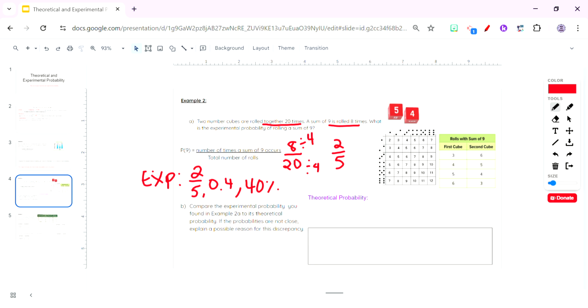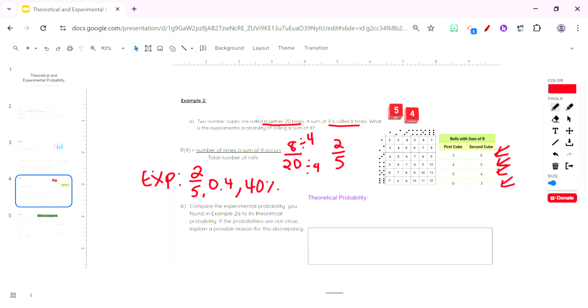Now your theoretical probability. So theoretically speaking, if you were to roll these two dice, you should be able to land on 9 this many times here. Okay, that's why I have this table here. So a 3 and a 6, that'll get you a 9. A 4 and a 5, that'll get you a 9. A 5 and a 4, that'll get you a 9. And then the 6 and a 3, that'll get you a 9.